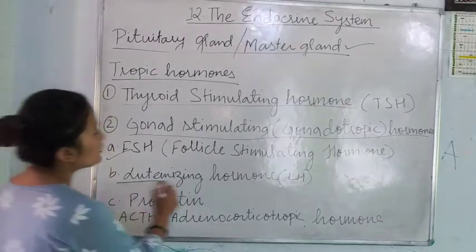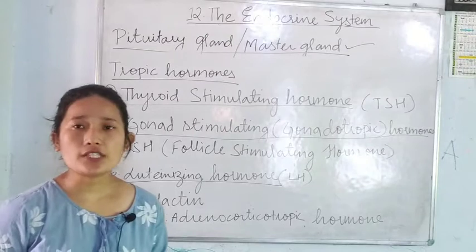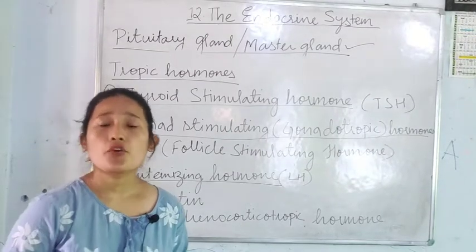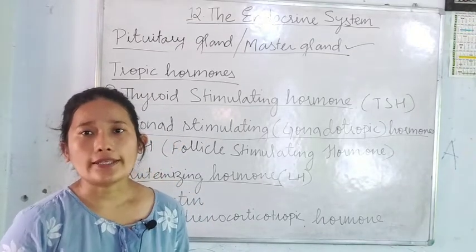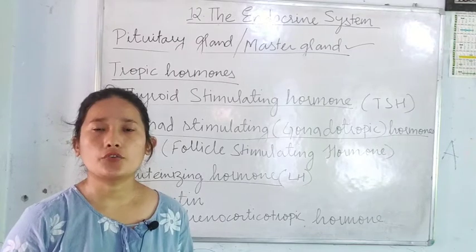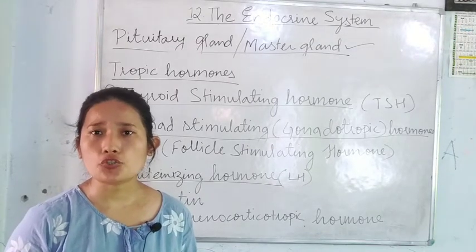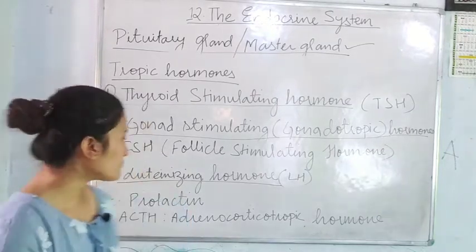Next one is your luteinizing hormone or LH. What is the role of this? It regulates the formation of corpus luteum in case of female so that progesterone can be secreted, okay. And in case of male, it stimulates the testes to produce male hormone, that is testosterone.